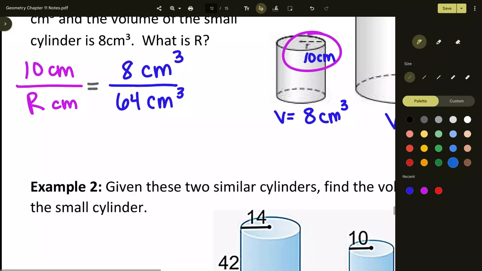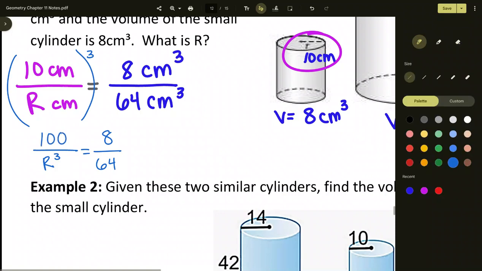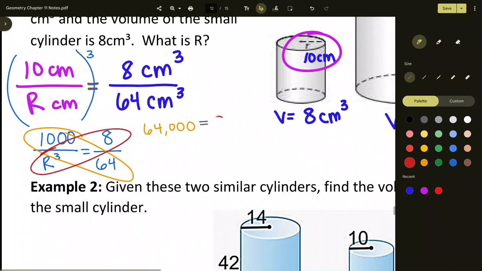The first way is I would take the 10 over r and I would cube it. So I would say 10 cubed over r cubed is equal to 8 over 64. Now 10 cubed, I really can change that. 10 to the power of 3 comes out to be 1,000. That'll be easier to look at. And then we're going to cross multiply. So 1,000 times 64 comes out to 64,000, which is equal to the other direction, 8 times r cubed.